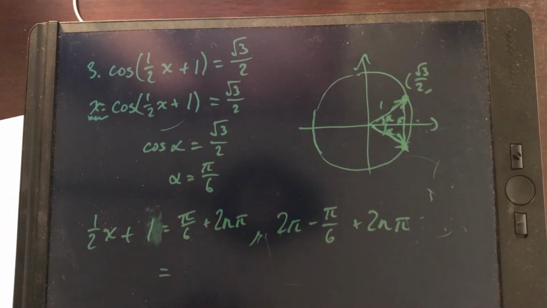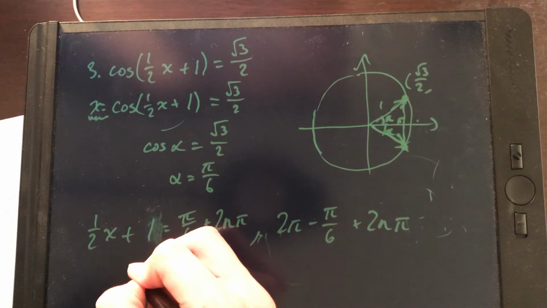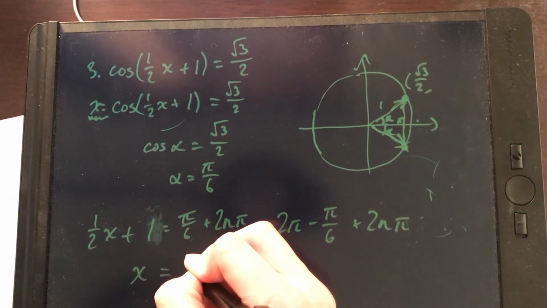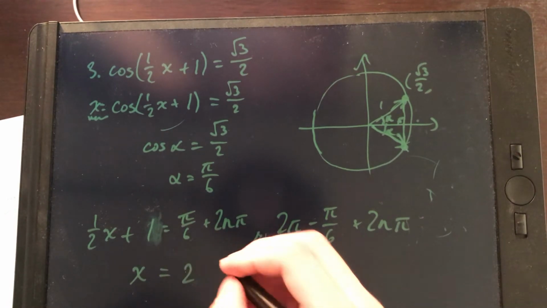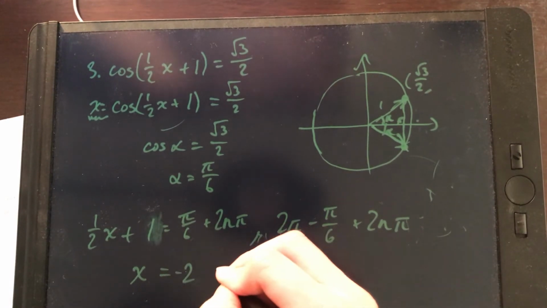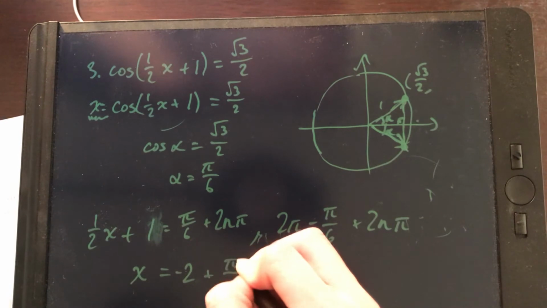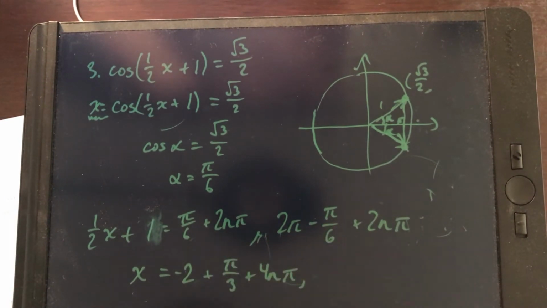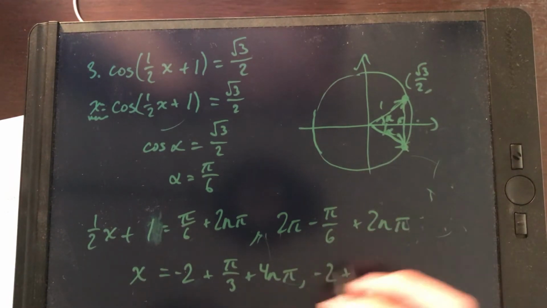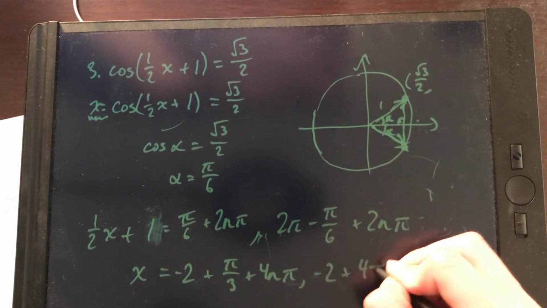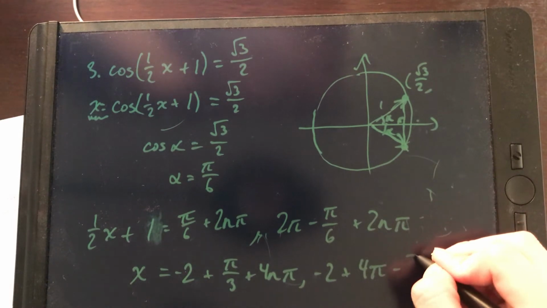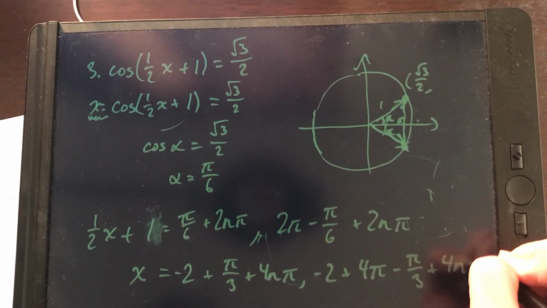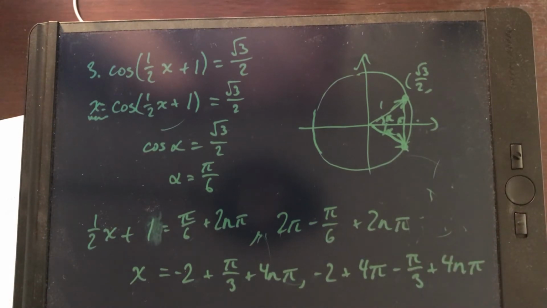We have to isolate for x again. So I'm going to skip some steps, but the idea is the same. I'm going to have negative 2, plus pi over 3 plus 4n pi. And then on the other side, I'm going to have negative 2 plus 4 pi minus pi over 3 plus 4n pi, if I have not done anything wrong.